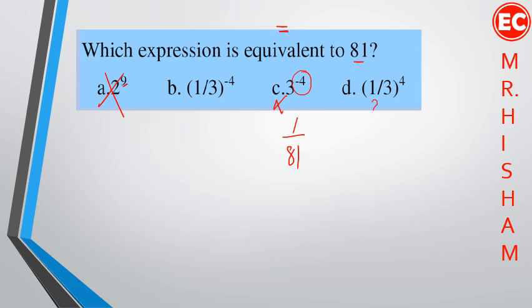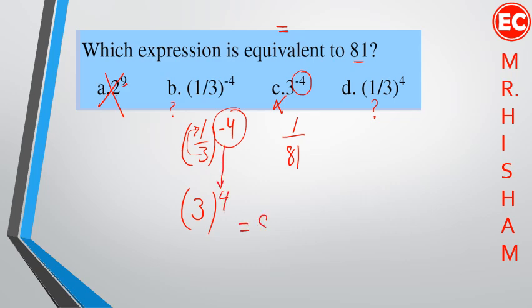So I'm going to think about D, I'm going to think about B. Now I have 1 over 3, all to the power of negative 4. What happens if I flip the fraction? Instead of 1 over 3, I'm going to write it as 3. So I'm going to flip the sign of the power, so it's going to be 4. And 3 to the power of 4 is equal to 81. So the right answer is B.